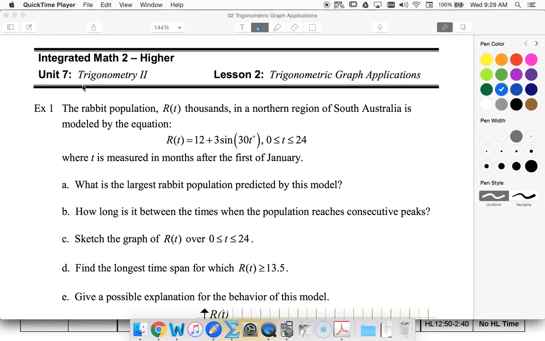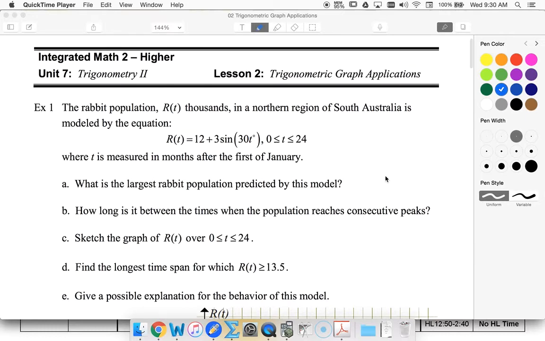Right, now we're looking at applying our knowledge of trig graphs to real life situations. So we're going to start with a rabbit population in South Australia. We're measuring time in months, and we can see that the input of our sine function here is in degrees. So we're going to take t in months but multiply it by 30 degrees to turn it into a degree measure for our sine. And then what we're going to get out is the rabbit population as a function of time.